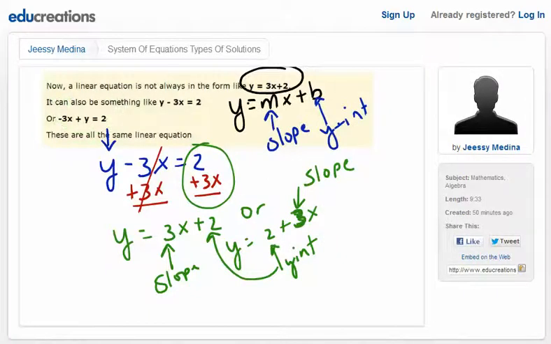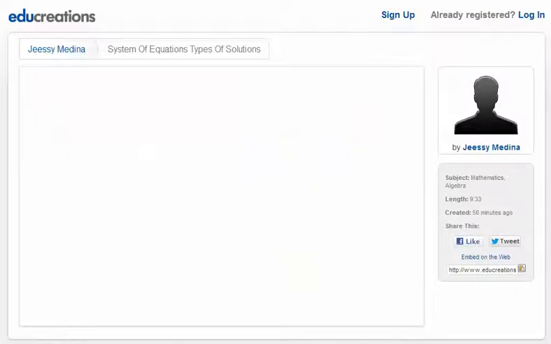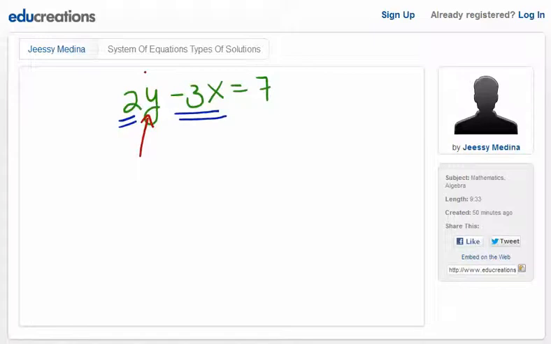They can give you something like this. And let me clear this. So let's say, for example, they give you something like 2y minus 3x equals 7. And I made this as ugly as can possibly be. Now you're looking for the y. You're looking for the y. What's the first thing that's closest to the y? The 2. And then the minus 3x.